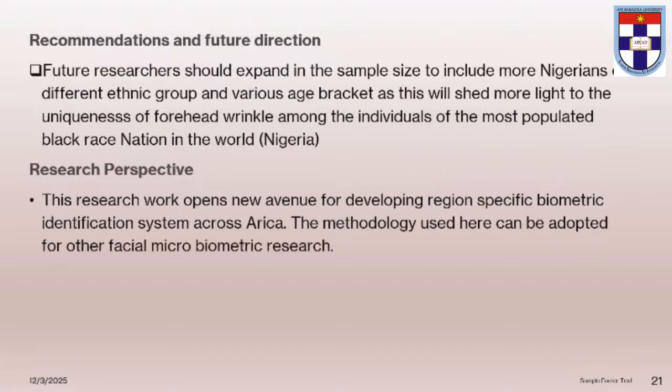So, recommendation. A limitation to the study was the sample size, the age bracket, and the students of Afe Babalola University. That being said, future researchers should expand the sample size to include different Nigerian ethnic groups and various age brackets, so that this will shed more light on the uniqueness of forehead wrinkle. 100 students do not depict the population of Nigeria. It is not at all a good representation, but at least it's a stepping stone.